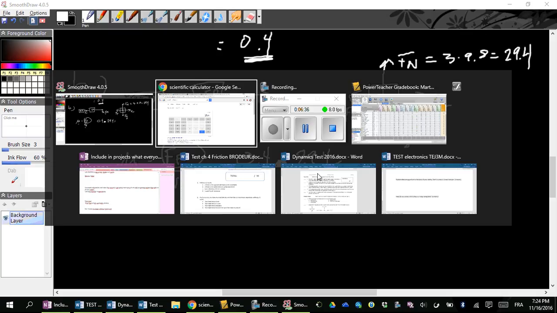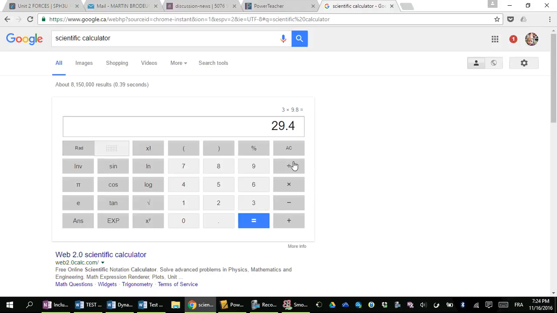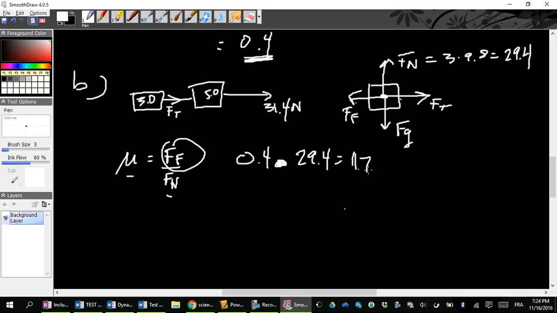What is this? 0.4 times 29.4, okay, so 11.76. So I'm not bothering with the sig digs at this point. 3, so it'd be 2, right? So you'd have to round here. So that's actually 12 newtons. Pretty sure that's what the book has. So 12, okay.